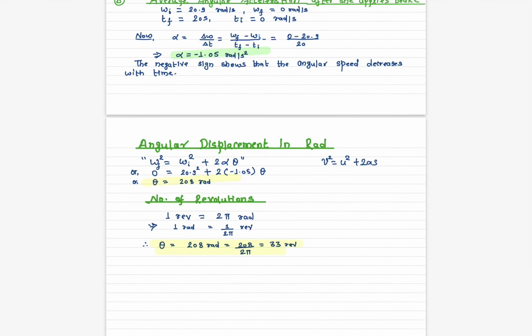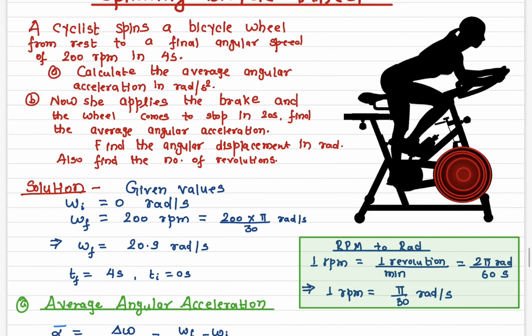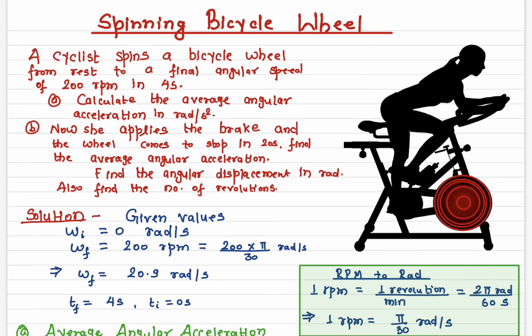So this is how you calculate the average angular acceleration and the angular displacement, the number of revolutions made, for a spinning bicycle wheel.